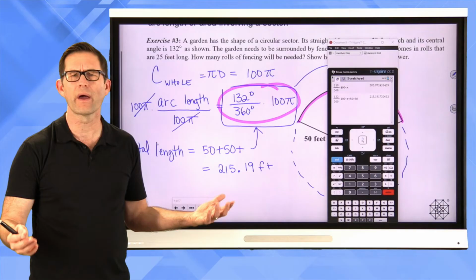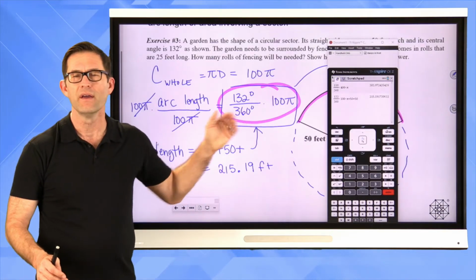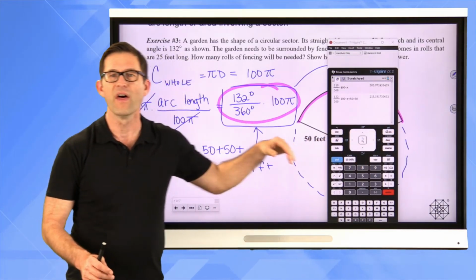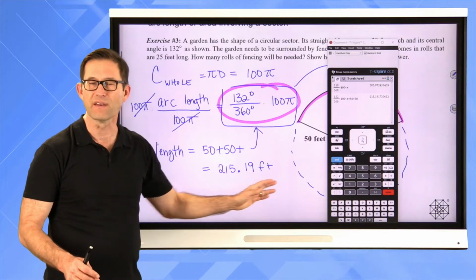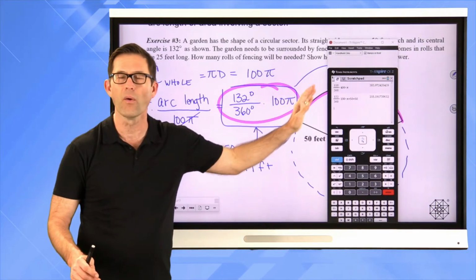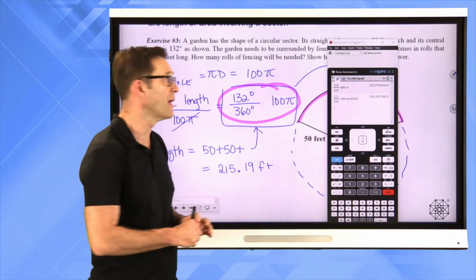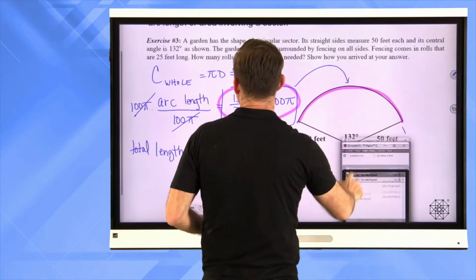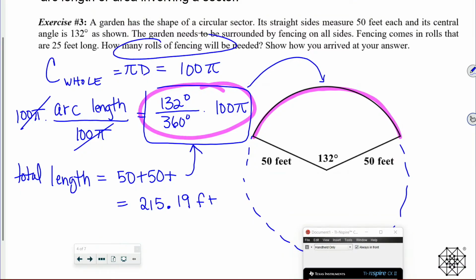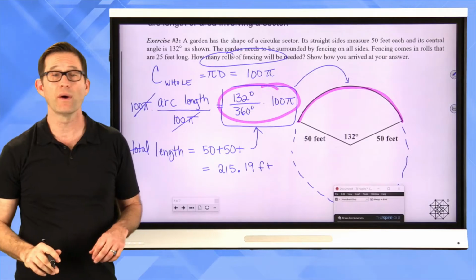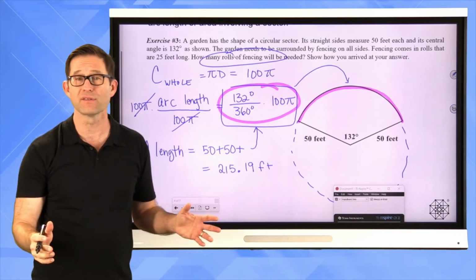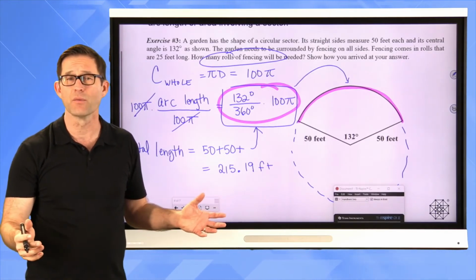And again, it's quite all right to figure this out, get it in terms of a decimal, then add that to the 50s, and then get this. I just kind of like doing it all at once if I can. Okay, now, ultimately though, the question was how many rolls of fencing will be needed? The question wasn't how long the outside was, it was how many rolls of fencing would be needed.